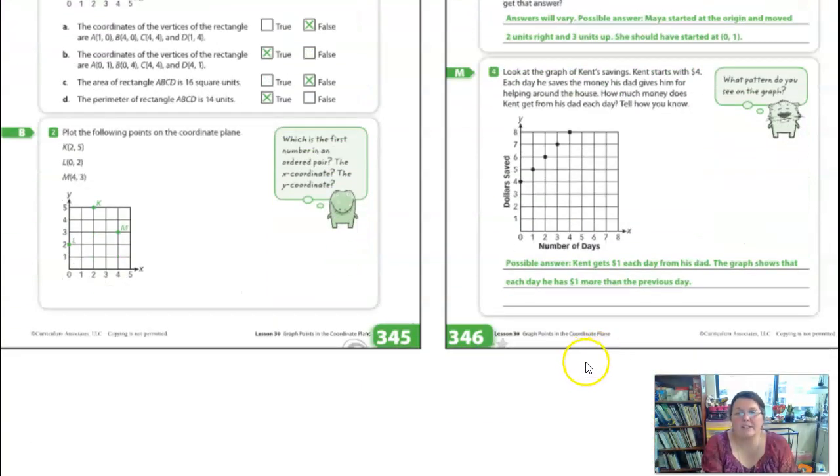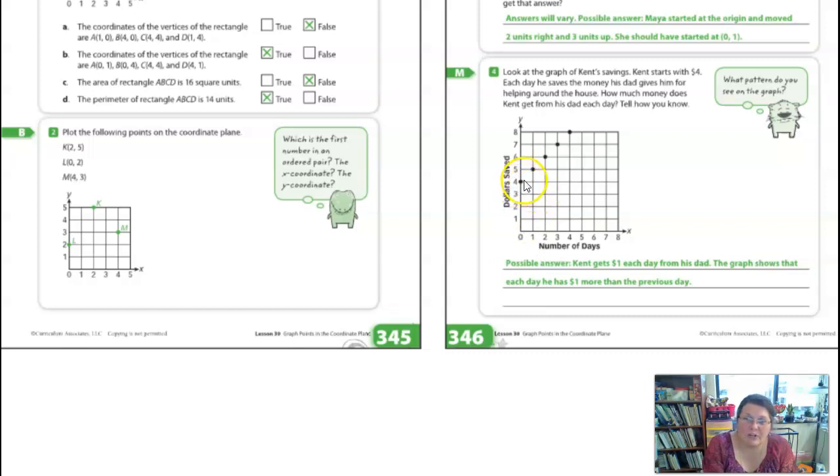On number 4, it says, look at the graph of Kent's savings. Kent starts with $4. Each day he saves the money his dad gives him for helping around the house. How much money does Kent get from his dad each day? Tell how you know. So we have number of days and dollars saved. So it's asking how much money does Kent get from his dad each day.